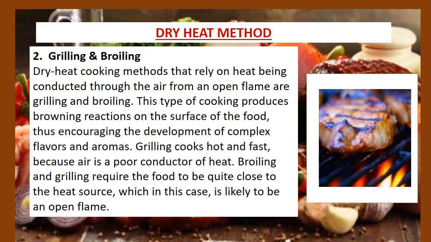Number 2 is the grilling and broiling. Dry heat cooking methods that rely on heat being conducted through the air from an open flame are grilling and broiling. This type of cooking procedure browns the surface of the food, thus encouraging the development of complex flavors and aromas. Grilling cooks hot and fast because air is a poor conductor of heat. Broiling and grilling require the food to be quite close to the heat source, which in this case is likely to be an open flame.